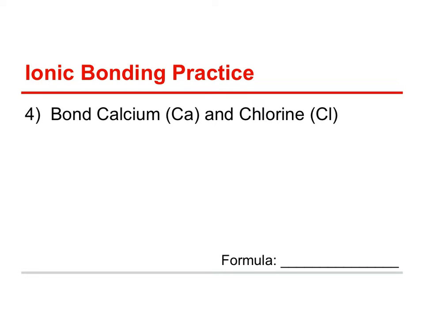Okay, you guys, so let's look at some ionic bonding practice. So when we're given a situation like this where it asks us to bond calcium and chlorine, we're going to start by writing one of each. So calcium is Ca, and it has 2 valence electrons because it's in group 2. And chlorine has 7 valence electrons because it's in group 17. Okay. So then what we want to do is calcium wants to lose 2 and chlorine wants to gain 1.